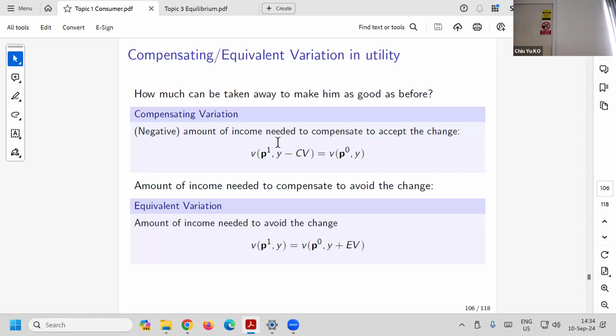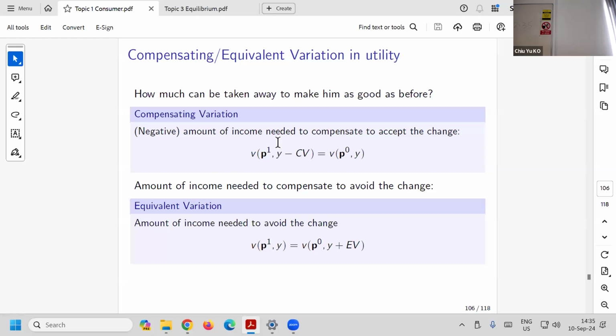The money I need to give him, he's happy to avoid this. Okay, he needs to wait. So those are the 2 things that are equivalent, right? Because if I do this, it's equivalent to the changes. So that's why they call it equivalent variation.